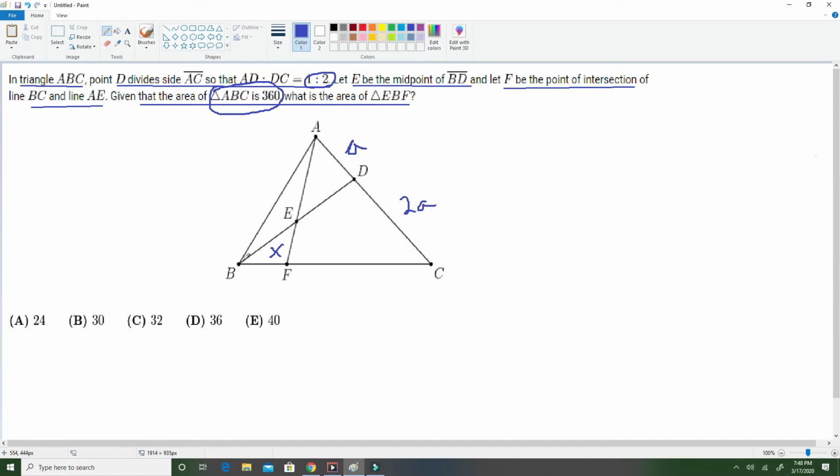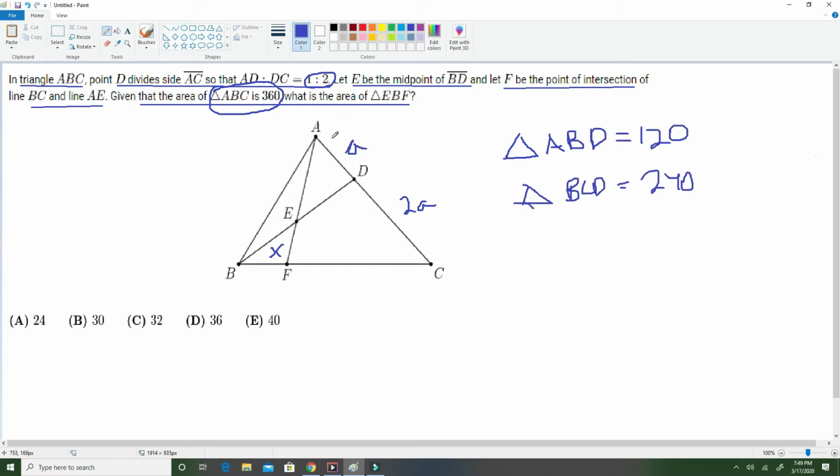One thing we can notice by looking at this triangle is that triangle ADB and triangle CDB both share the same height but have different bases, and we know the ratio their bases are in. This correlates to their areas. The area of triangle CBD is twice the area of triangle ABD. So using this information and that they sum up to 360, we can determine that the area of triangle ABD is 120, while the area of triangle BCD is 240.